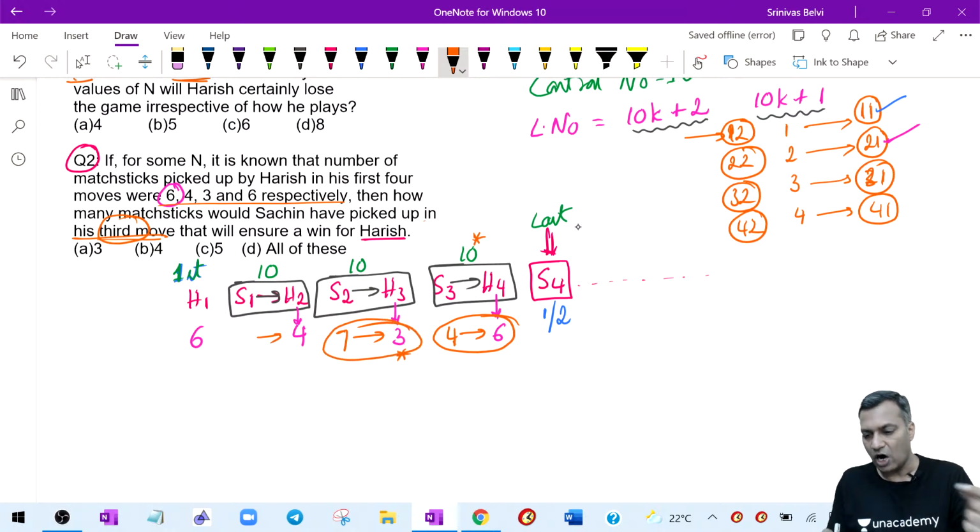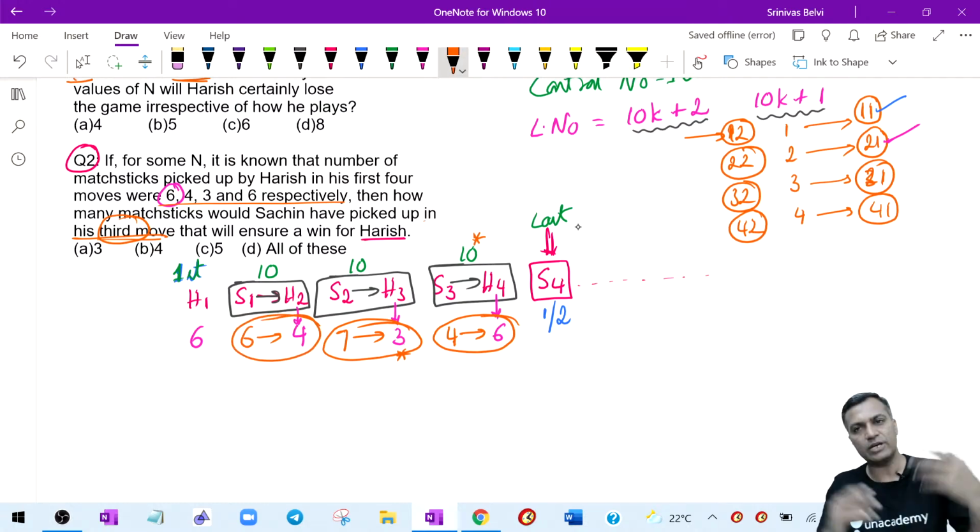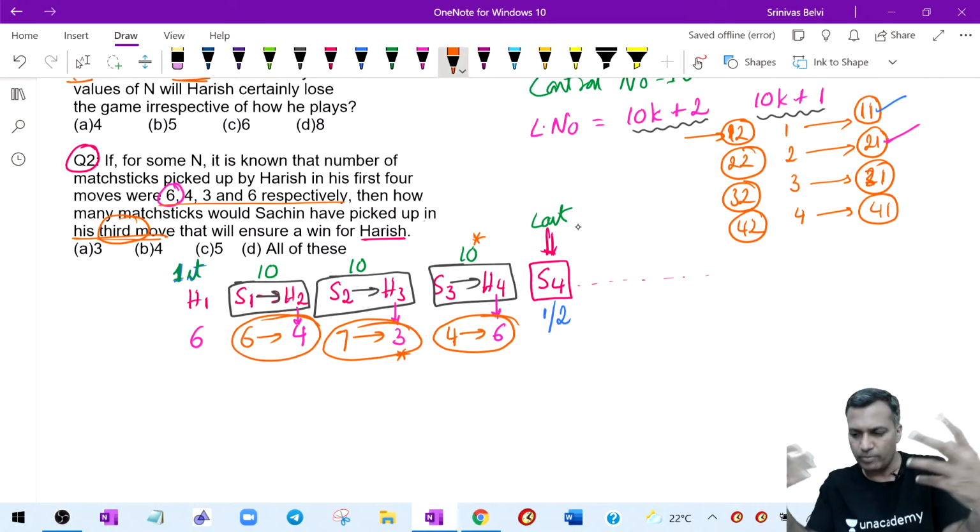You may ask, how much did Sachin pick in the first move? Why on earth has Harish picked 4? Because he was trying to control. He picked 6. Therefore, he picked 4. So any question could have been answered here. It doesn't matter. Did the game end in the fourth move?